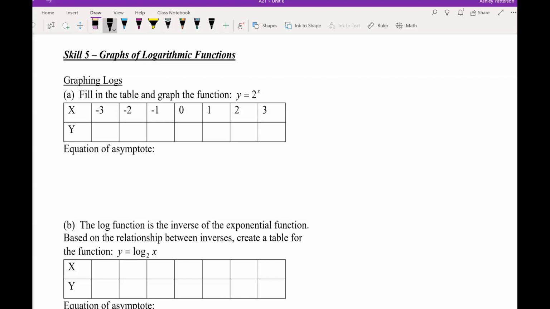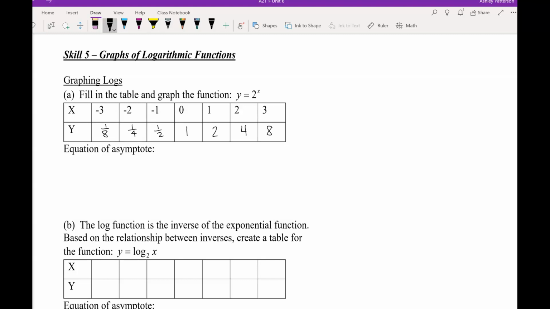So if we were to substitute in -3 for x, we would get 1/8. -2, 1/4, -1, 1/2. Again, those are all fractions because of that negative exponent property. Anything to the 0 power is 1. 2 to the first is 2. 2 squared is 4, and 2 to the third is 8.